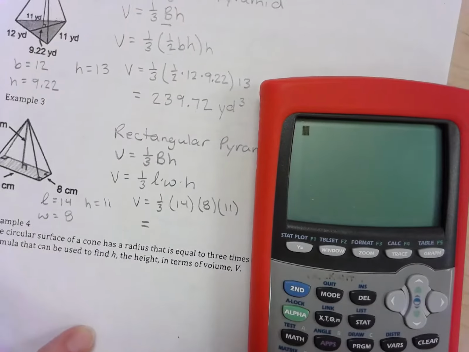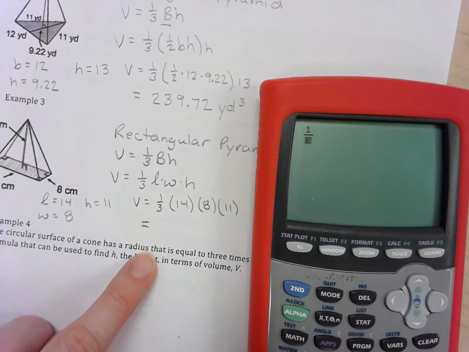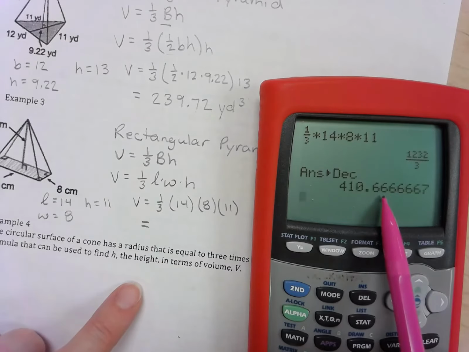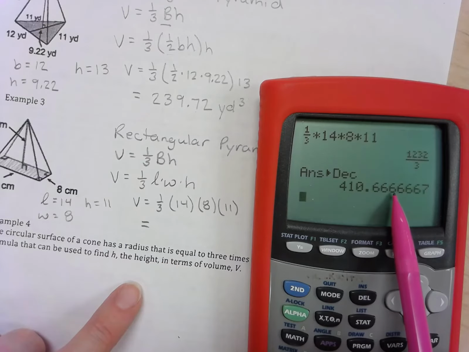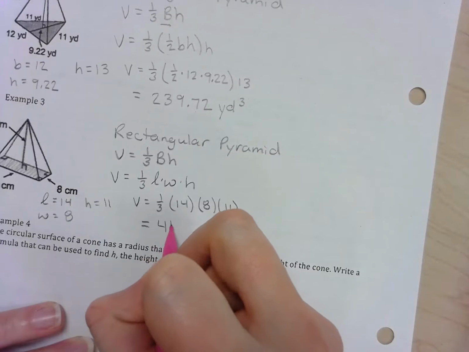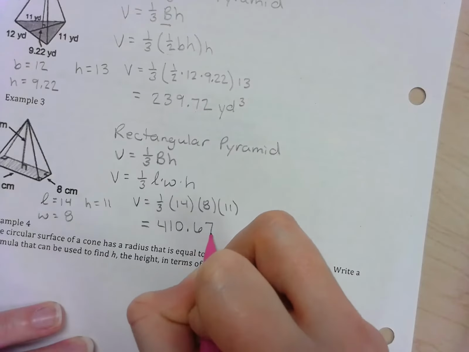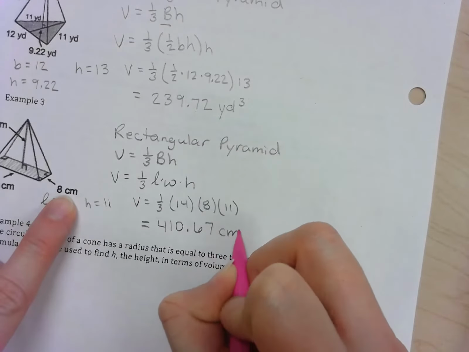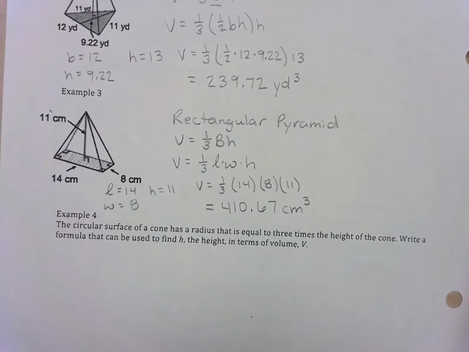So let's calculate. 1/3 times 14 times 8 times 11. And it gave us a fraction, so let's do math, arrow down to decimal. We get 410.66, rounded to the nearest hundredths place. You look one place behind, that's greater than 5, so it will round up. So 410.67, we're in centimeters, and it would be cubic centimeters for that volume.